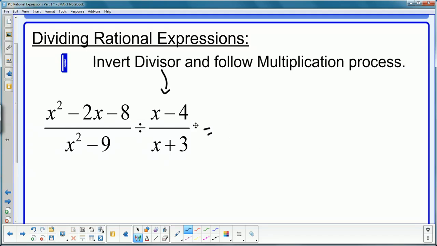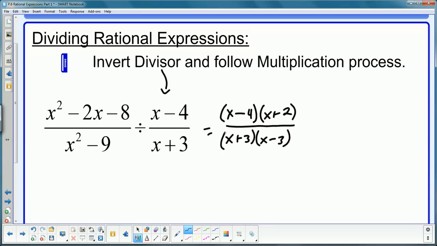So first thing I'm going to do is factor that numerator. So that's going to become x minus 4 and x plus 2 over, I'm going to factor the x squared minus 9 here into x plus 3, x minus 3. And then I'm going to multiply, so instead of divide, I'm inverting my divisor. So I get x plus 3 over x minus 4.